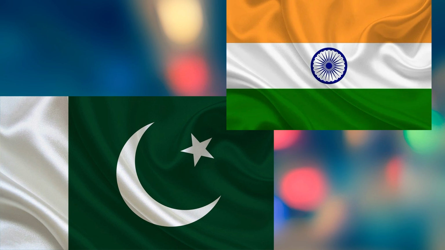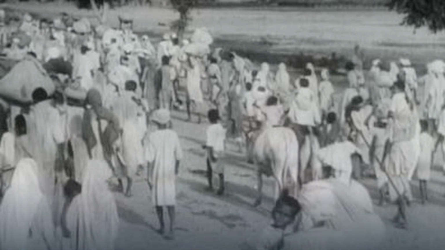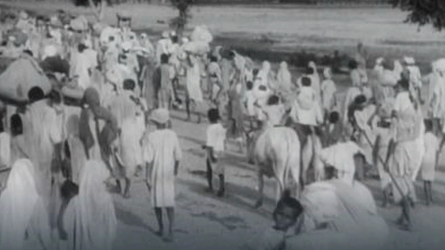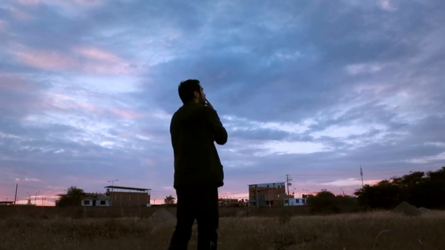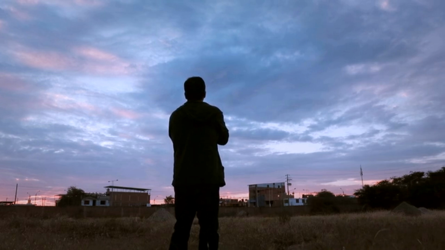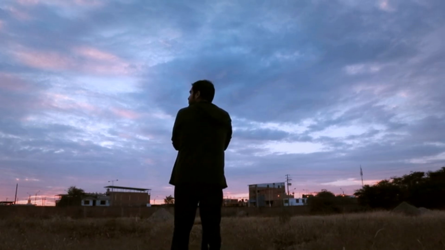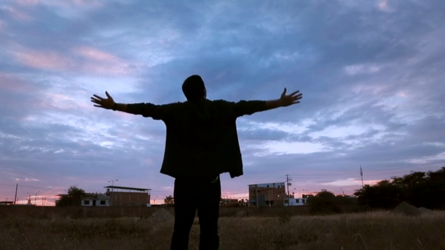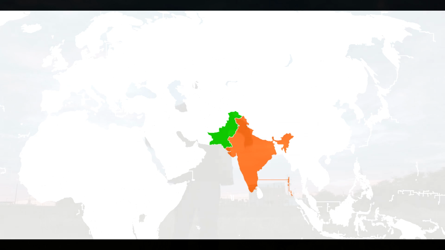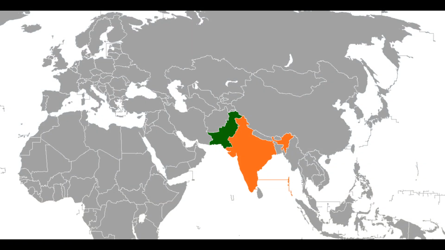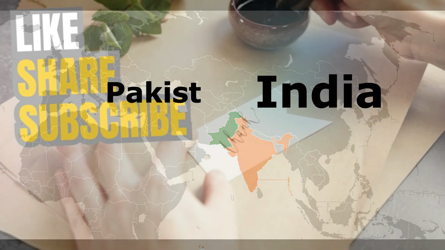The partition led to one of the greatest mass migrations in history, with millions displaced and an estimated 1 million people killed in communal violence. This period from 1906 to 1947 saw the rise of mass movements, the formation of political organizations, and eventually the violent yet historic partition of British India. The end of British rule marked the birth of modern India and Pakistan.